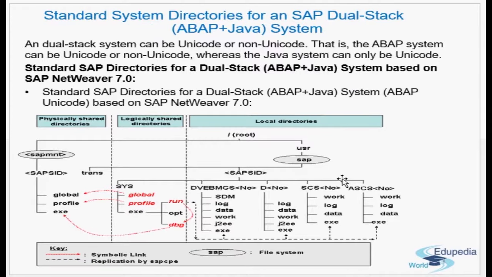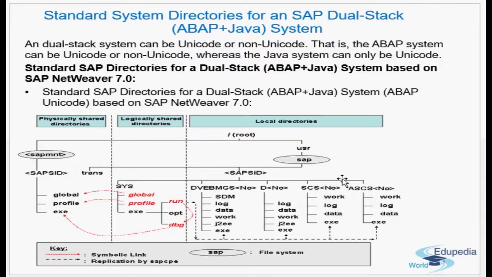Now we are talking about dual stack here. Okay, so dual stack can be Unicode or non-Unicode. That is, the ABAP system can be Unicode or non-Unicode. However, Java is always Unicode. The standard SAP directories for a dual stack ABAP plus Java system, okay, so NetWeaver 7.0 or lower releases. Okay, so this is the structure. This is for dual stack.